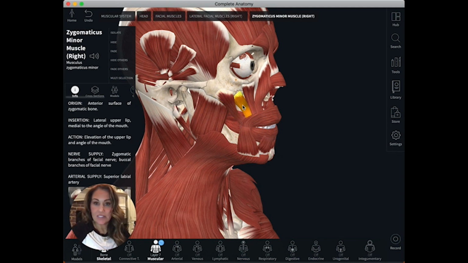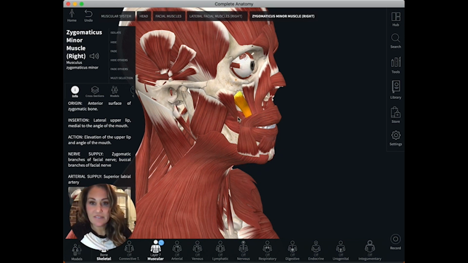The zygomaticus minor is more superior and I guess more anterior, and that is your snarling muscle. So pulling your upper lip up, that is your zygomaticus minor.